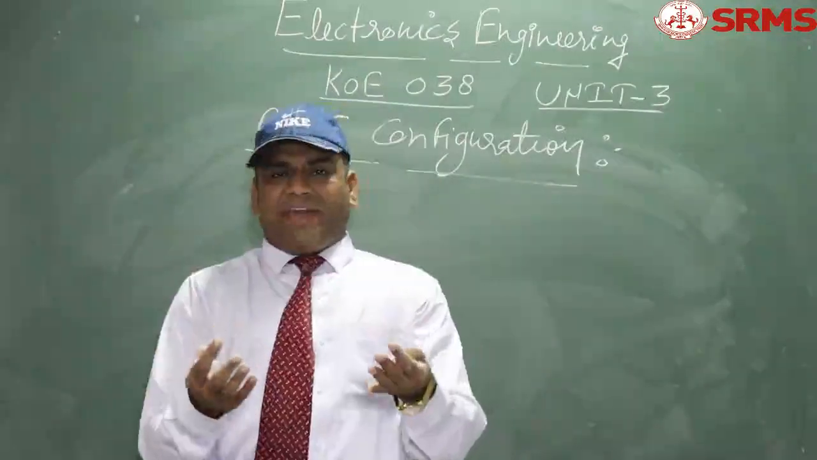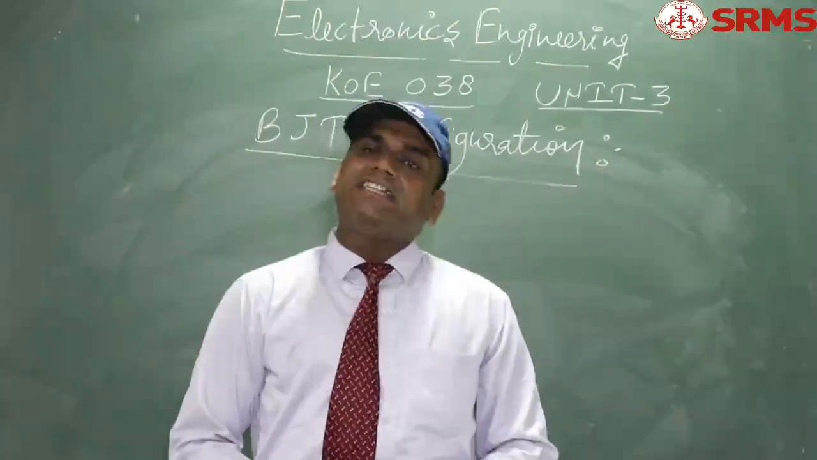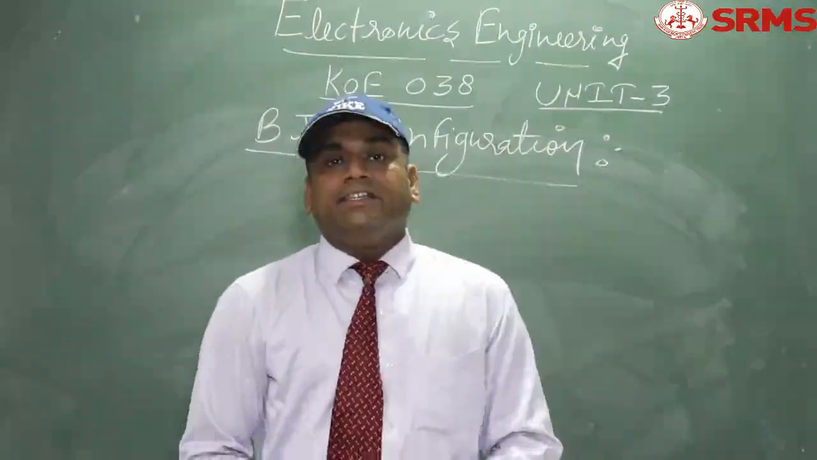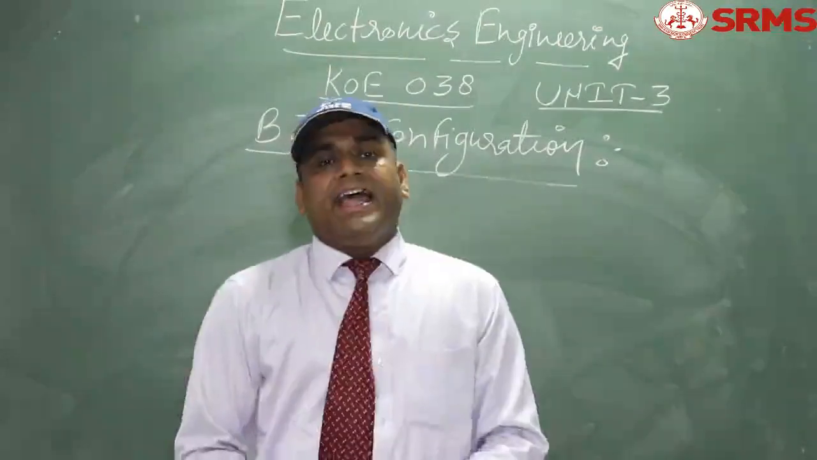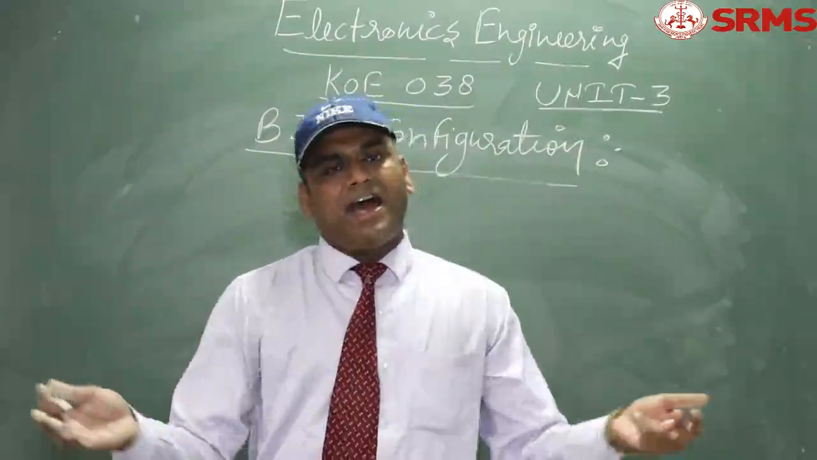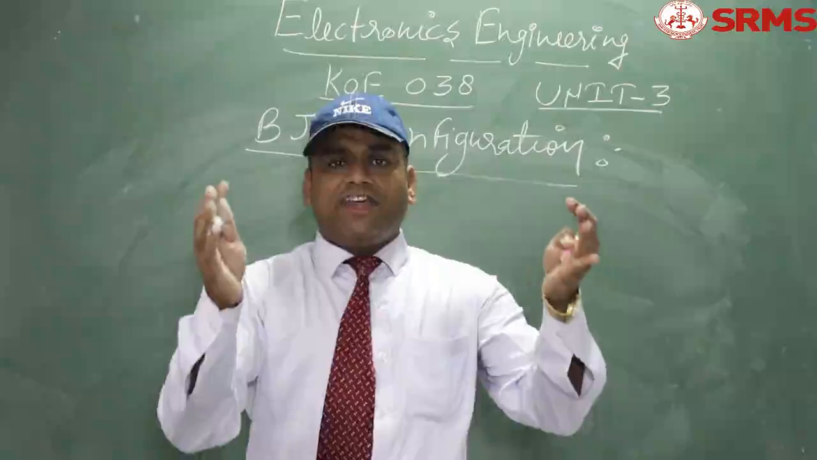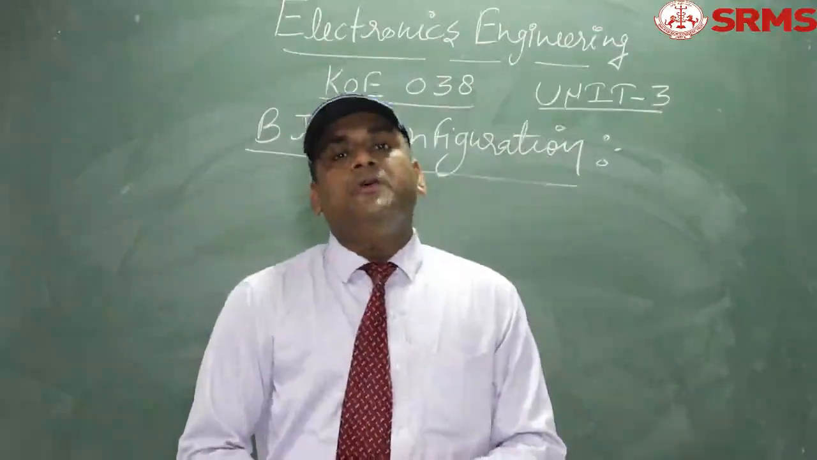So with the help of base, output current can be controlled. So basically transistor is defined as a current control device. The output current can be controlled with the help of input current. As far as active region is concerned, if the input current is 1 milliampere, output current is also 1 milliampere. If the input current is 2 milliampere, that means output current is also 2 milliampere.